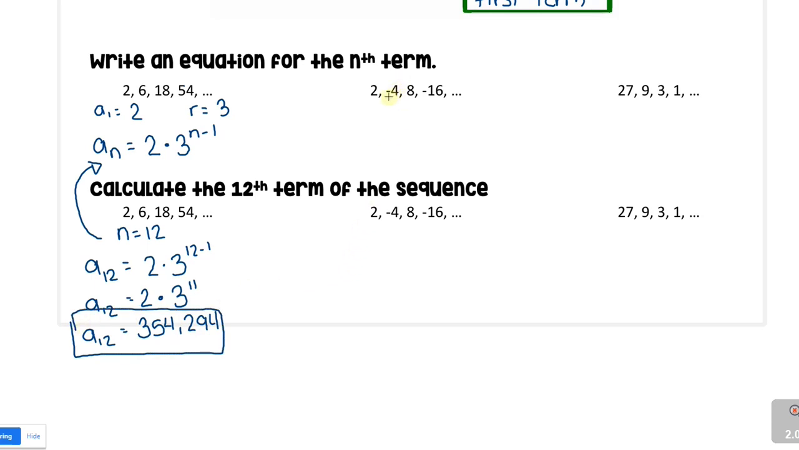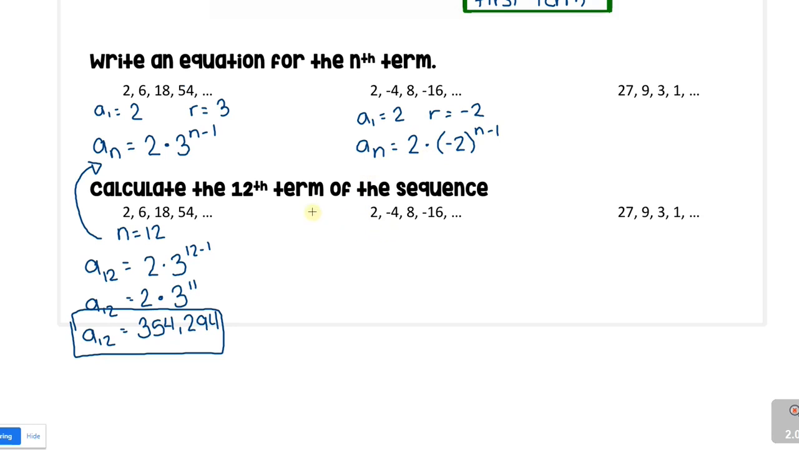Okay, let's go back up. We need to write the sequence as an equation for the nth term. So figure out your first term, which is 2. Now your rate. You go in between each one, you are multiplying by -2 each time. So when we write it, we write A sub n equals our first term, which is 2, times our rate -2 raised to the n minus 1.